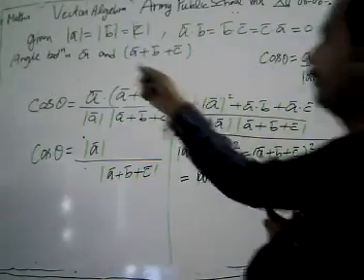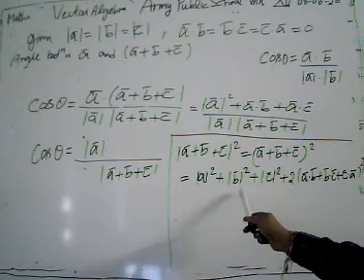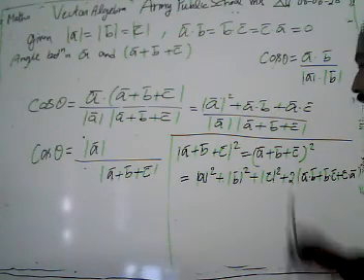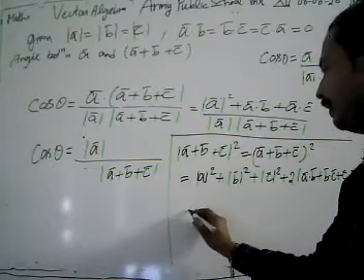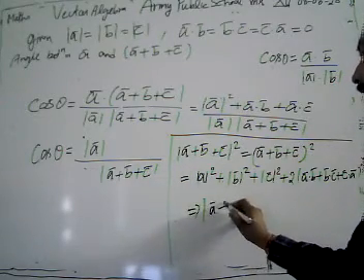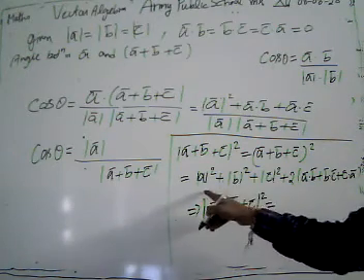It's given in the problem that they have the same magnitude. Then we are going to substitute B, C by A. Then we have mod of A square plus mod of A square plus mod of A square. Then first of all, let's write down the magnitude of A plus B plus C whole square. What do we get here?